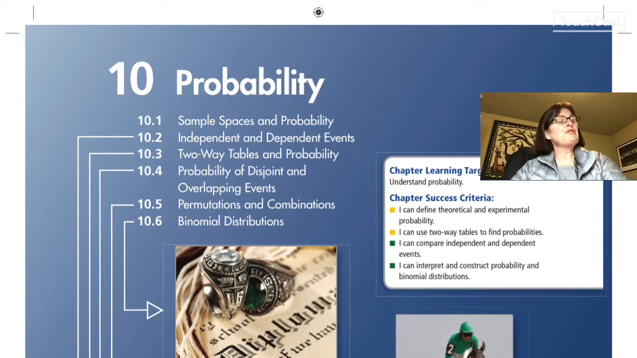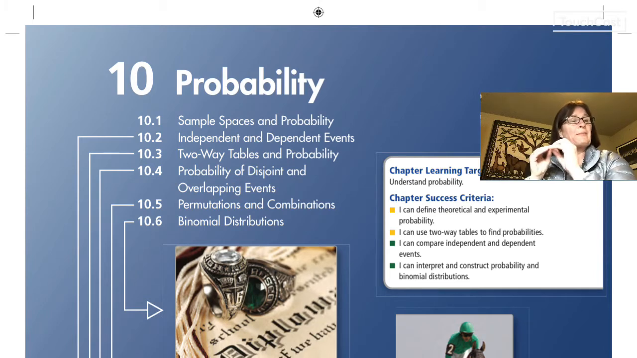We're going to start a new chapter. Chapter 10 is on probability. So how likely is something to happen? Can we put a number value on how likely something is to happen? Our goal here, we're going to learn everything we can about probability in chapter 10.